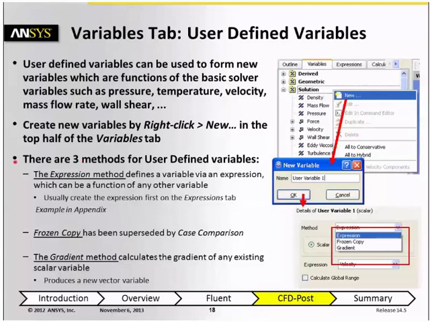Three methods are available for creating user-defined variables. The expression method defines a variable via an expression, which can be a function of any other variable. Normally you would create the expression first in the Expressions tab, and there's an example of this available in the appendix. The frozen copy method is obsolete and has been replaced by case comparison, which we will discuss soon. The gradient method calculates the gradient of any existing scalar variable, in the process creating a new vector variable.